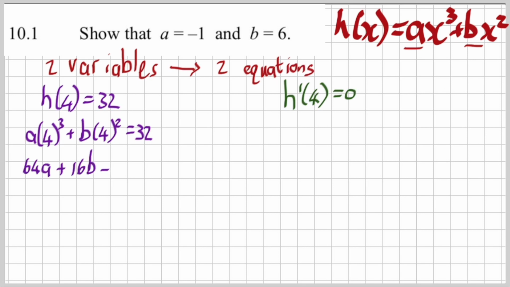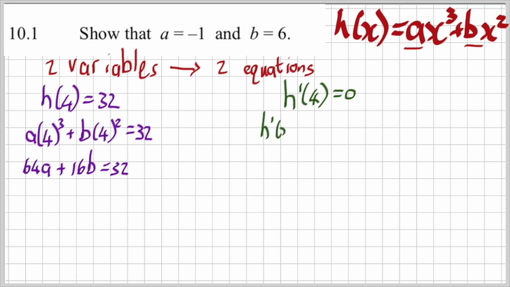So 64a plus 16b is equal to 32. I'm not going to waste more time at this moment trying to get variables. I just want to move over to the other one and let's see where that leads me. Okay. Don't just rush, don't just run. I want you to constantly be thinking. I want you to be strategizing.